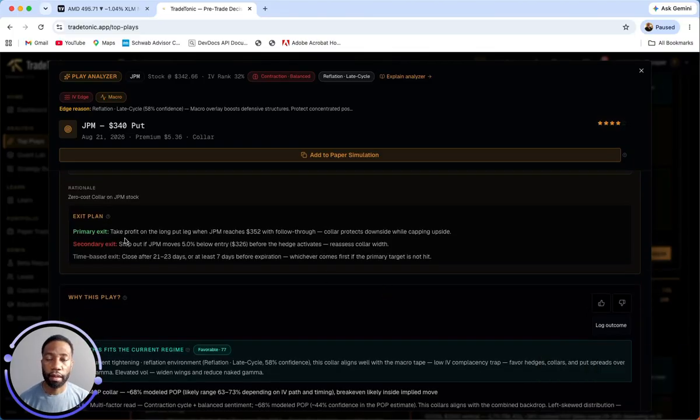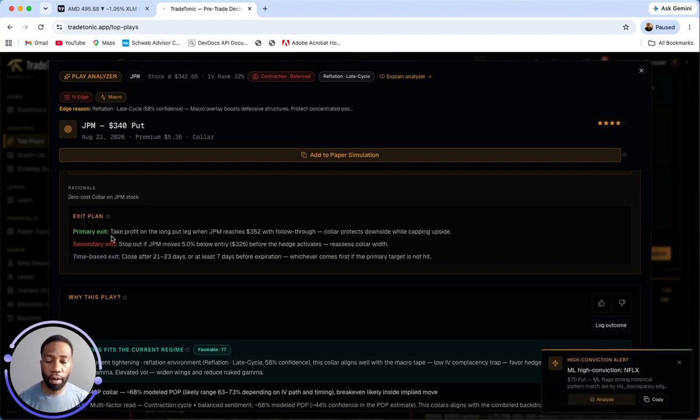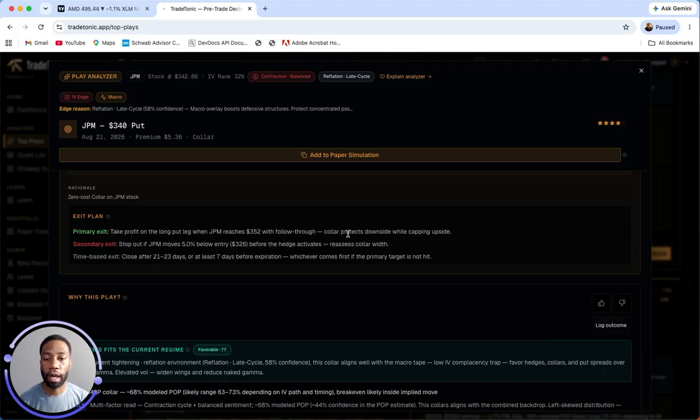Now, the profit targets, or the way to exit the trade, because you may say, okay, how do I put the trade on and when do I exit it? We answer that for you. You take profits on the long put when JP Morgan reaches 352 with follow through. The collar protects downside while capping upside. Now you stop out if JP Morgan moves 5% below entry of the 326 strike before the hedge activates. You reassess the collar width.